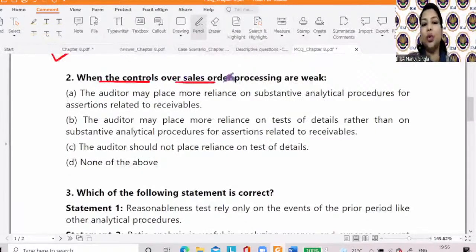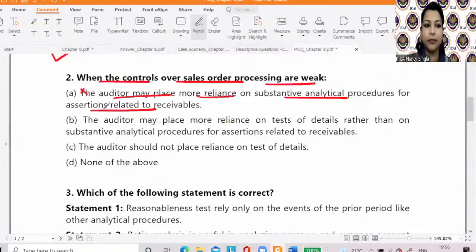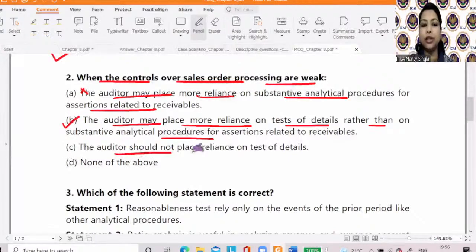When the controls over sales order processing are weak, this is again a repetition of the question that we did in the case scenario, but there is a purpose behind repeating this because this is very important. The auditor may put more reliance on substantive analytical procedure related to receivable. No. The auditor may place more reliance on test of details rather than substantive, and this appears to be correct. The auditor should not place reliance on test of details, and none of the above. So the answer is B. Shubhank, Charu, Pooja, you have answered it correctly. And Riya.